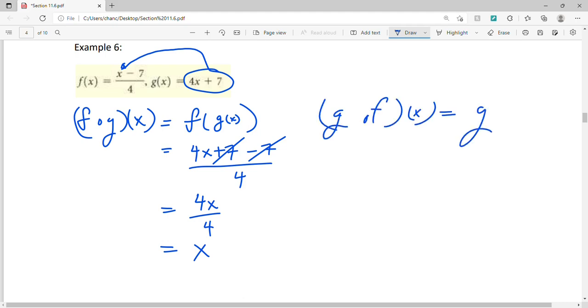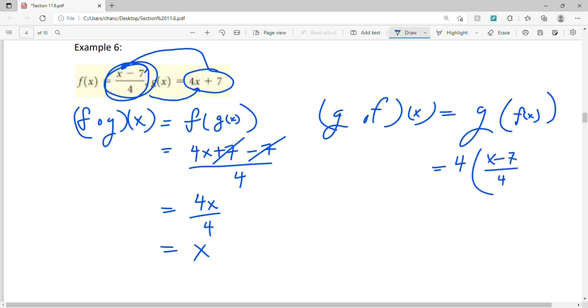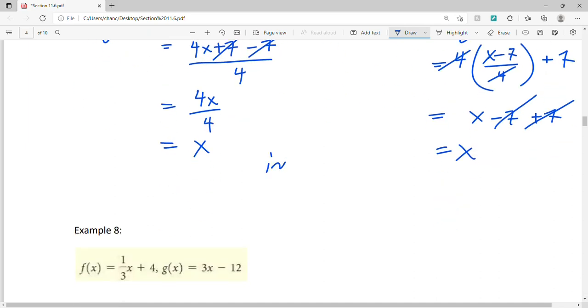This means g is going to eat the f function. And so the whole thing, x minus 7, gets plugged into the x this time. So we have 4 times the quantity x minus 7, divided by 4. In this case, I do need the parentheses. We're multiplying with a 4. And then we'll add the 7. The 4 and the 4 do divide out. You get x minus 7 plus 7. And so again, this is equal to x. So these are inverse functions.